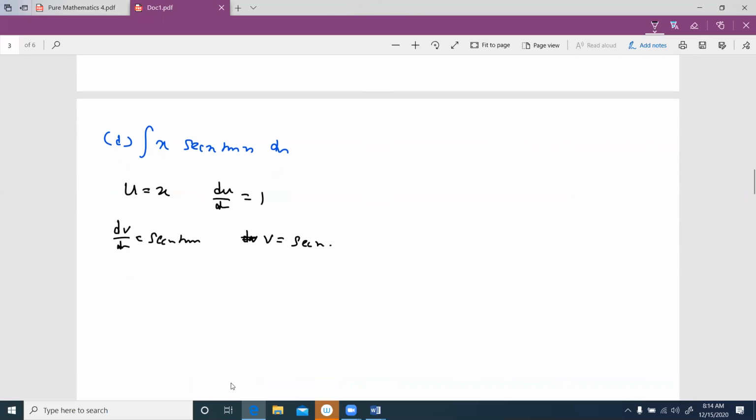Then yes, what we can do with this is: I is equal to uv minus the integration of v. v is sec x, uv is x sec x.